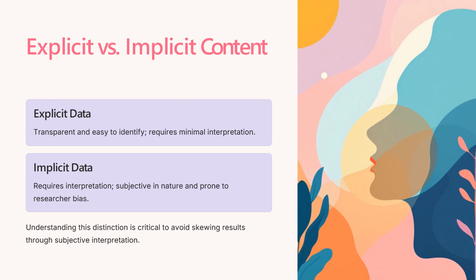When working with content analysis, explicit and implicit content will play a role. Explicit data is transparent and easy to identify, while implicit data is that which requires some form of interpretation and is often of a subjective nature.